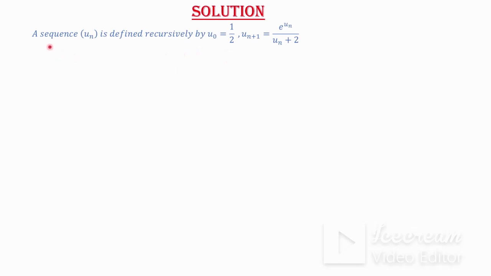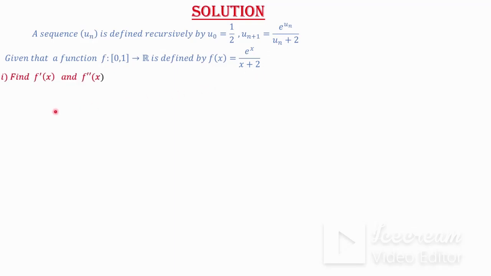Let us then move into the solution of this question. We have been told that we have our sequence un, defined recursively by u0 equals a half, un plus 1 equals e to the un divided by un plus 2, and a function f such that the interval 0 to 1 is mapped onto a set of real numbers, defined by f of x equals e to the x divided by x plus 2. Number 1 is asking us to find f prime of x and f double prime of x.